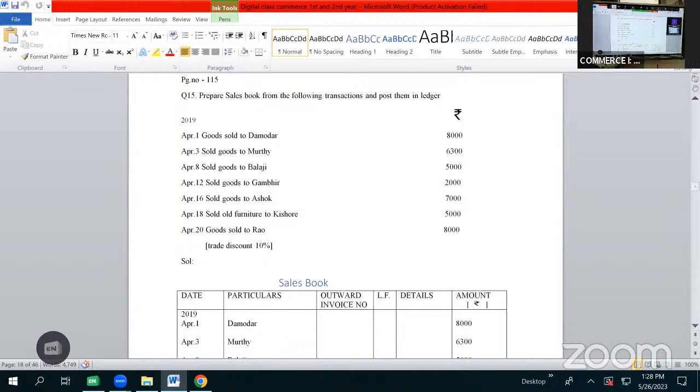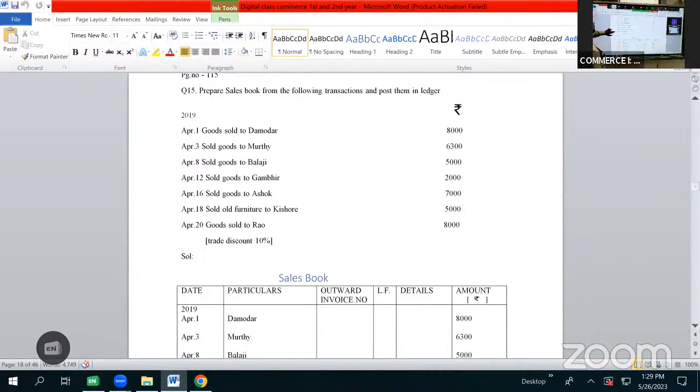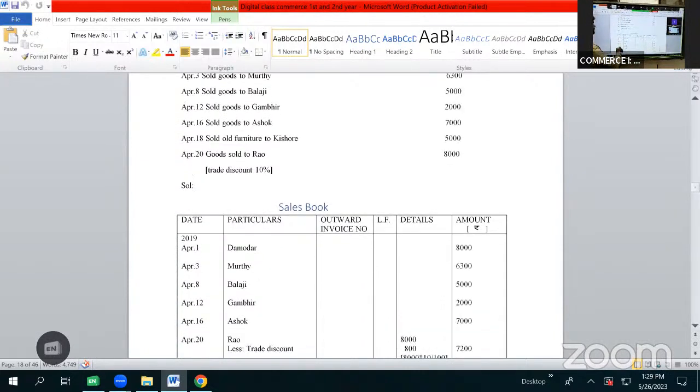So again, coming to the last problem for the topic, subsidiary books, page number 115, question number 15. Prepare sales book from the following transactions and post them in ledger. Our previous problem, question number 14, was related to preparing purchases book and posting them into the ledger. This problem is related to preparing sales book and posting them into the ledger. The transactions are given for the year 2019 for the month of April. So here is the solution.